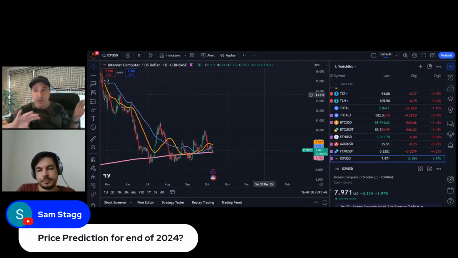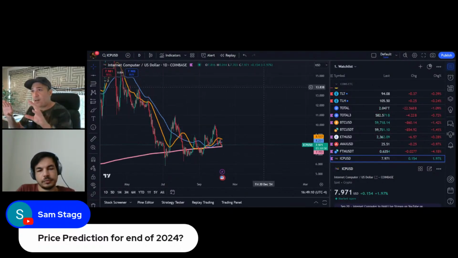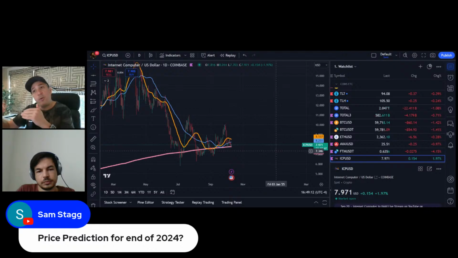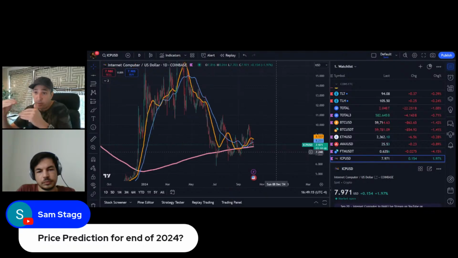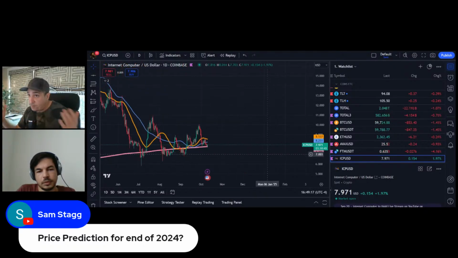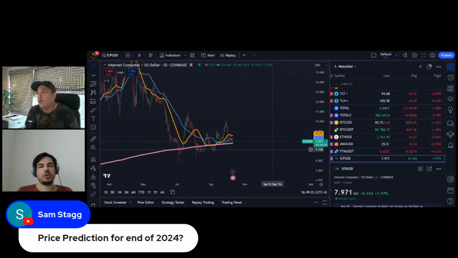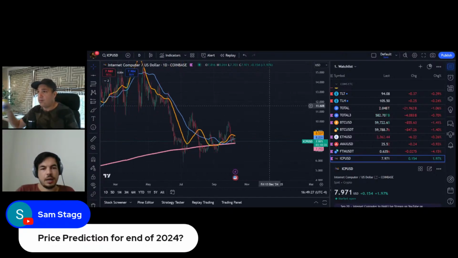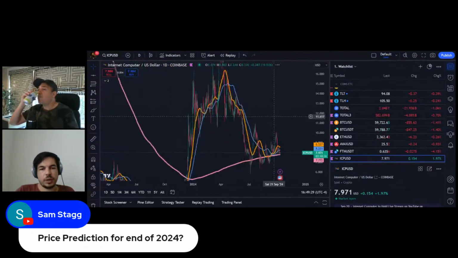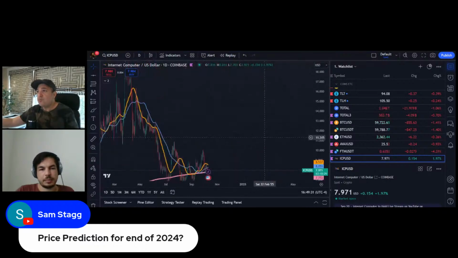Let's talk ICP, end of 2024, and let's talk ICP going into what could be a super cycle or a bull cycle of 2025. So assuming all the bullish stories about ICP, you're bullish on the new layer 1, AI blockchain, whatever, you have to contend with a bit of overhead multiple times.